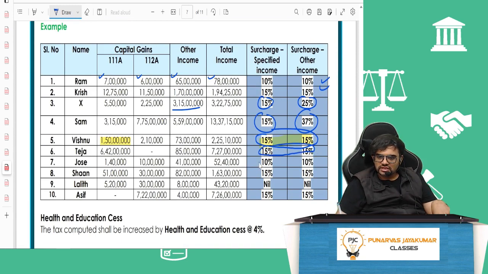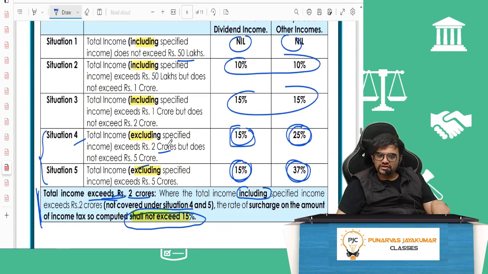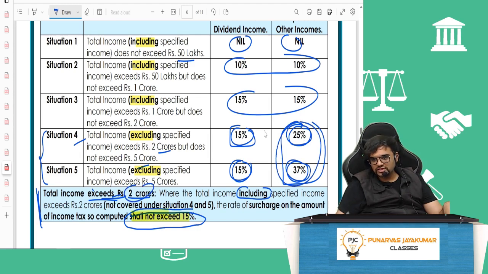Because guys, it has crossed 5 crore, 2 crore because of specified income or non-specified income? Specified income. If it had been because of non-specified income, then situation 1, 2, 3, 4, 5 is there. Especially 1, 2, 3 is there. Correct? That 1, 2, 3 is all inclusive anyway. But 4 and 5 specifically, if it is excluding that, if it's going beyond 2 and 5, then okay, you charge this 25 and 37. But all including it is going beyond 2 crore means you have no right to charge 25 and 37. It should be stuck to how much? 15%.